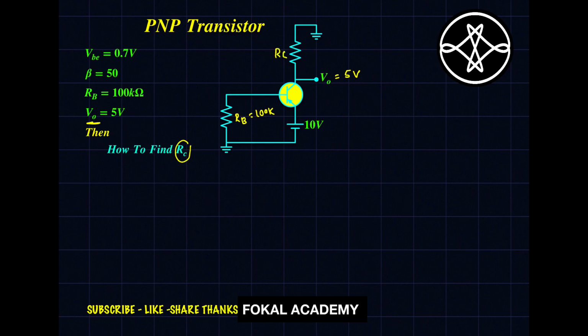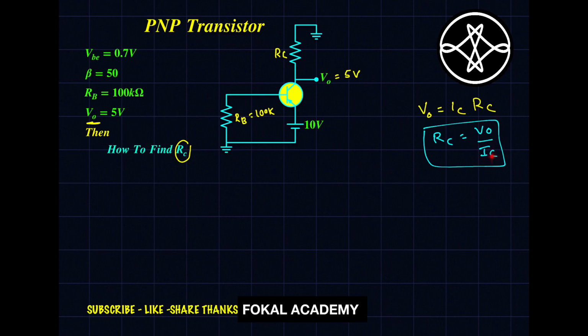When you observe carefully here, this is the output voltage across resistor RC. If you know the IC value, that means the current flowing in this branch, the collector current, then we can easily find the RC value by applying Ohm's law, that is voltage V0 equal to IC into RC, where V0 is the voltage drop across RC. If you know IC, then we can easily find RC, that is V0 by IC.